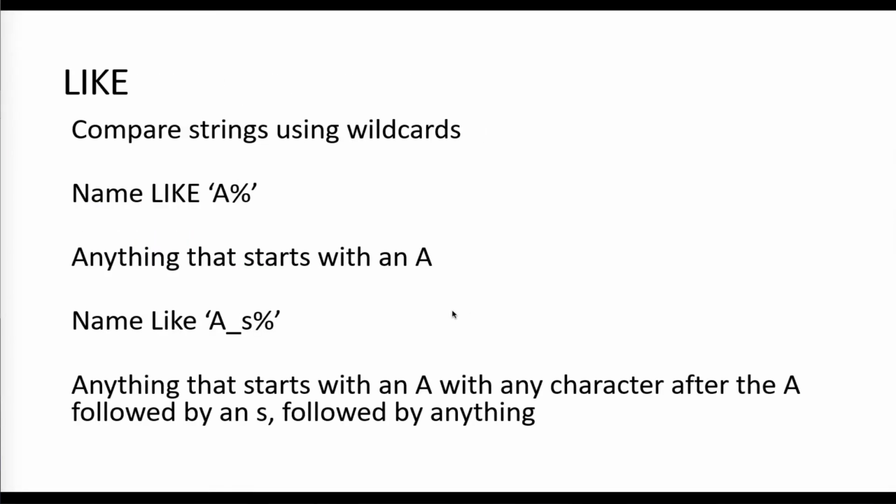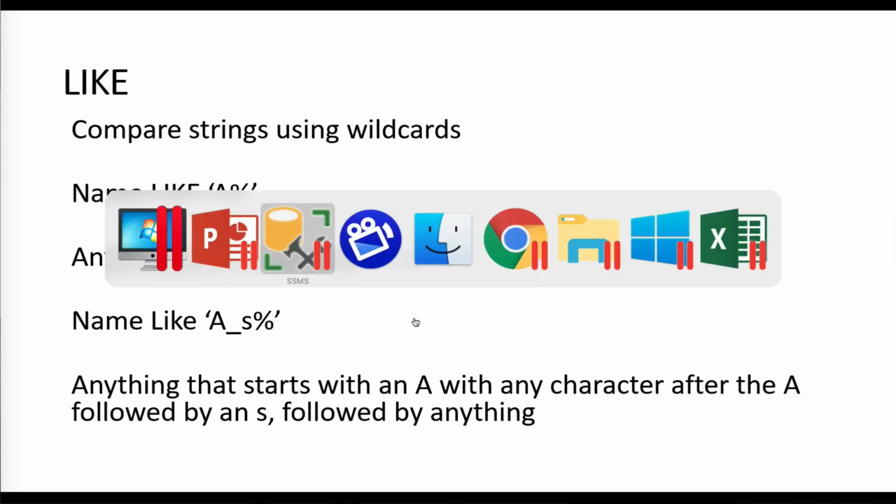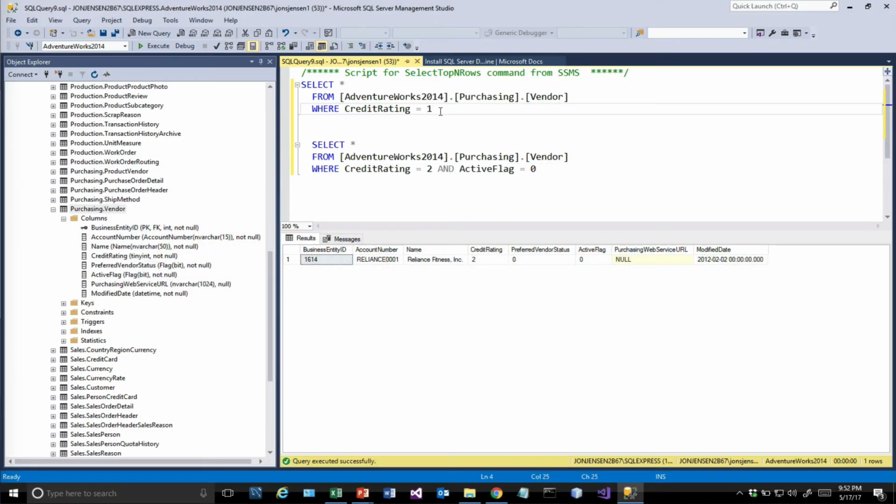Okay, let's go on. LIKE is a nice feature. It's a wildcard. Now, it's different than command line wildcard with an asterisk and a question mark. This uses a percent sign and an underscore. So the percent sign replaces any number of characters. The underscore replaces a single character. So let's see what that might look like.